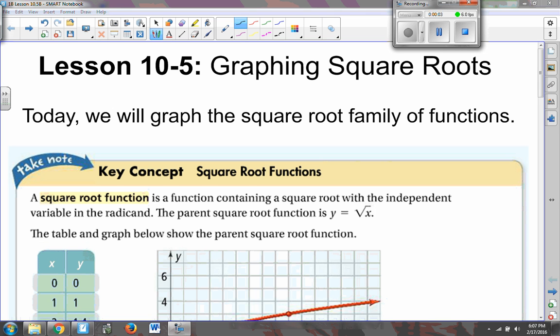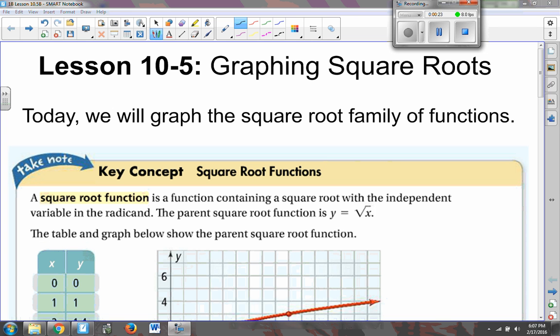All right, Algebra 1B students. Welcome to part 2 of lesson 10.5 on graphing the square root function. Today we're going to look at graphing the original square root function, square root of x, and then also moving that function to the left, to the right, up, and down as well.